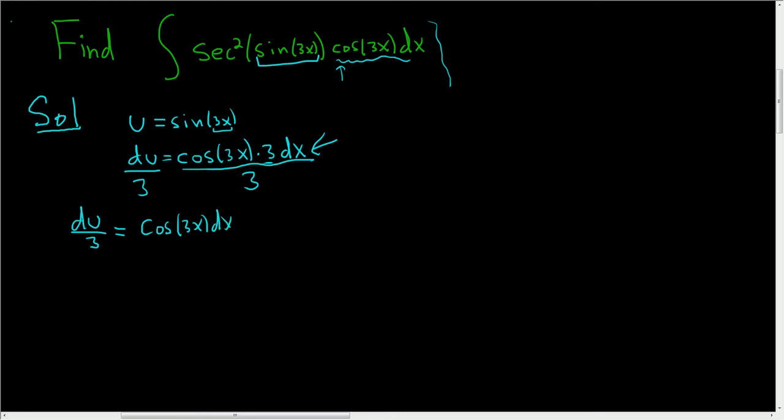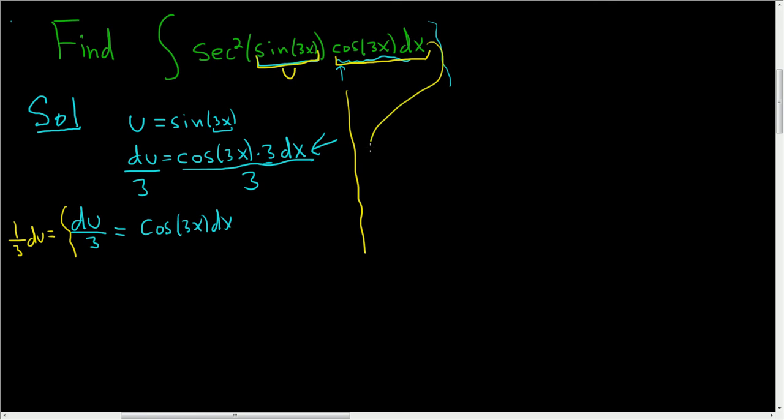And now we have it, right? This piece here, we said that's our u. And then this piece here, cosine 3x dx, that's just du over 3. You can really think of this as 1/3 du. All right, so now we'll finish.